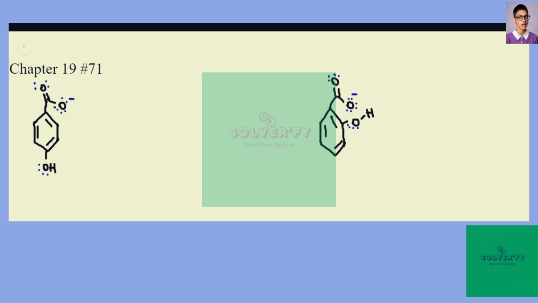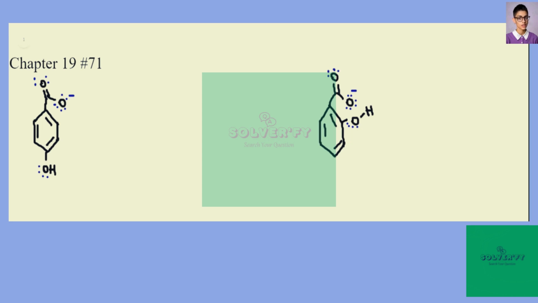This is the answer to Chapter 19, problem number 71 from the Smith Organic Chemistry textbook. And this problem says, although para-hydroxybenzoic acid is less acidic than benzoic acid, ortho-hydroxybenzoic acid is slightly more acidic than benzoic acid. Explain this result.